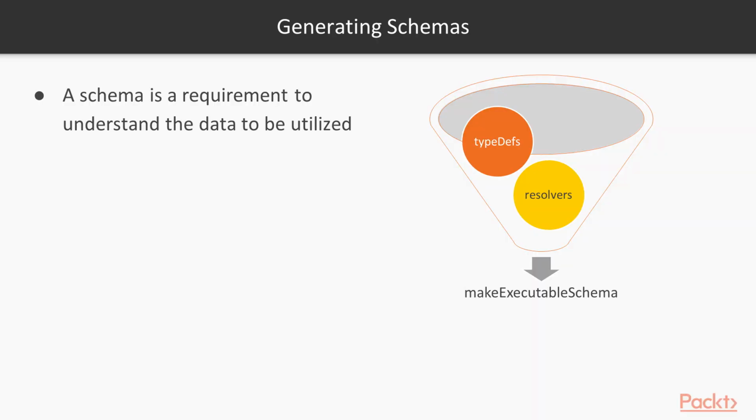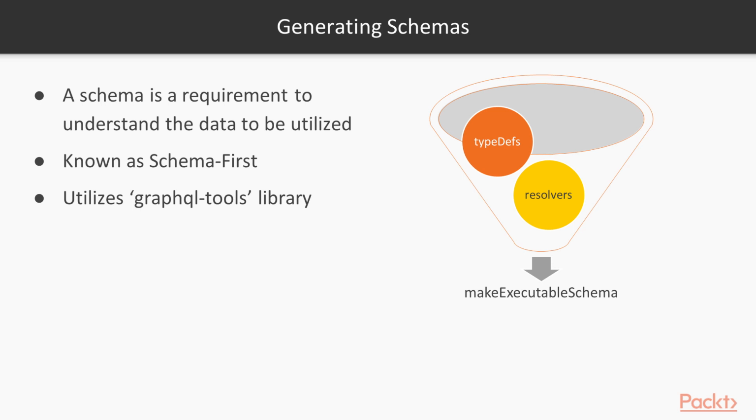A schema is a requirement to understand the data to be utilized. The technique that we utilized when building our Apollo server involved type defs and resolvers. That type of approach is commonly used and also known as schema first. When generating a schema, you can utilize the make executable schema from the GraphQL tools library. If you're wondering if we use this method to generate the schema in our previous code, you are incorrect. While a good guess, we took an alternate technique that yielded the same results.